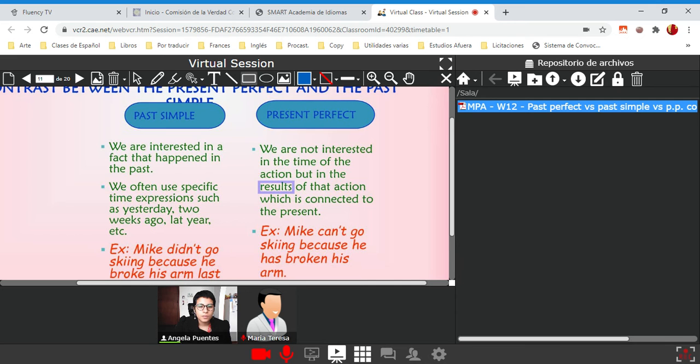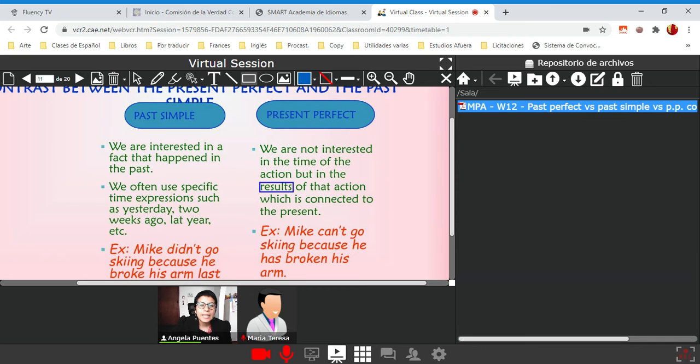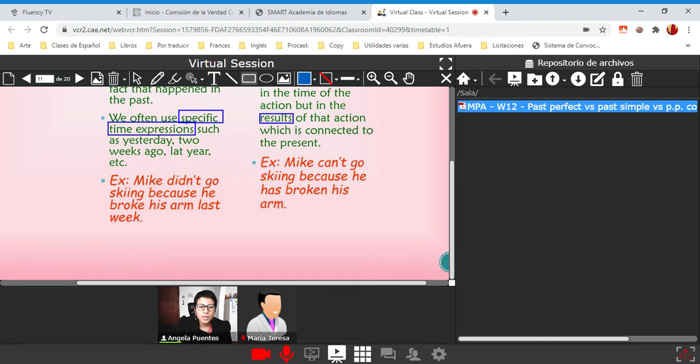Okay? So, for example, here, Mike can't go skiing because he has broken his arm. What is the result? The broken arm. So, we are focusing on that thing, okay? In the past simple, we are interested, okay, in specific time expressions, okay? Like yesterday, 2 weeks ago, last year, like these kind of expressions, we use them. And we mention, the important thing for us is the time. Mike didn't go skiing because he broke his arm in the past. We are giving specific details.